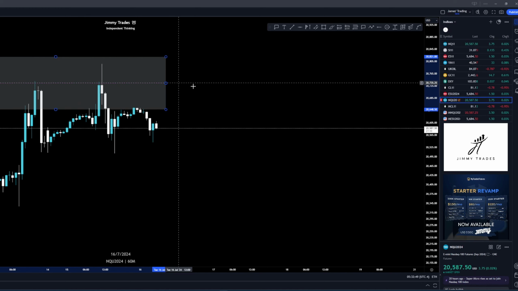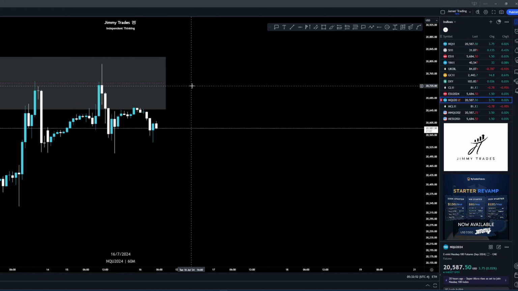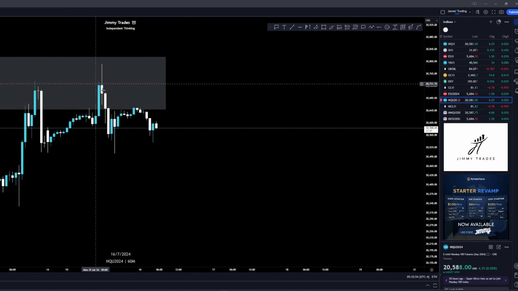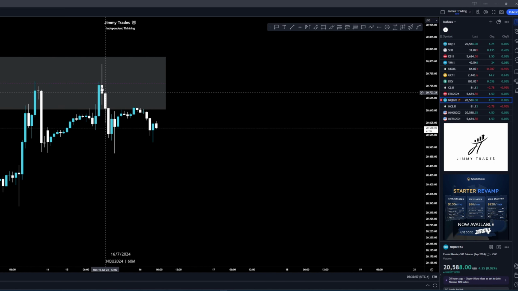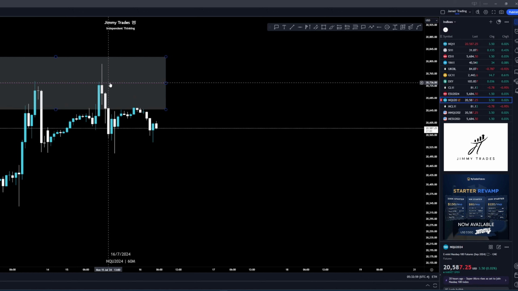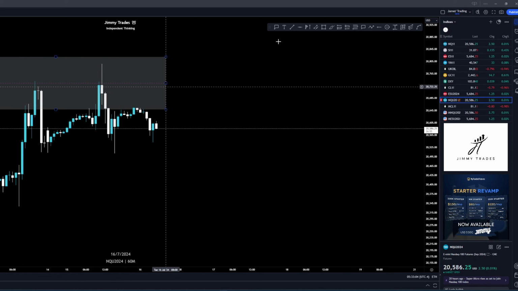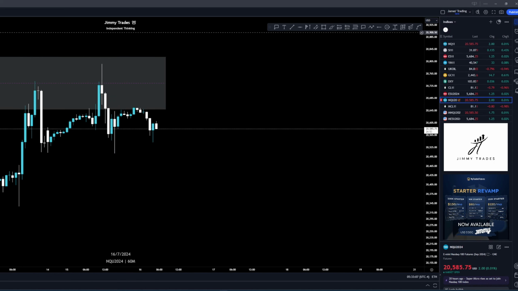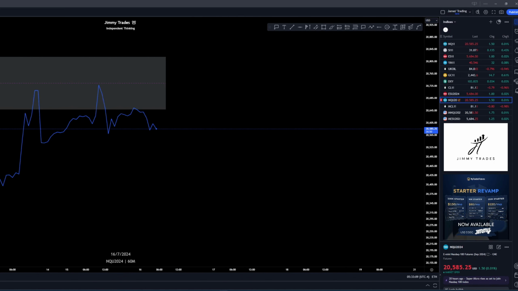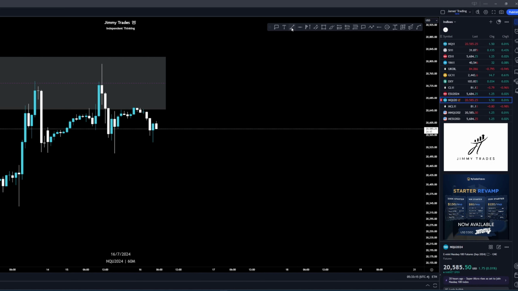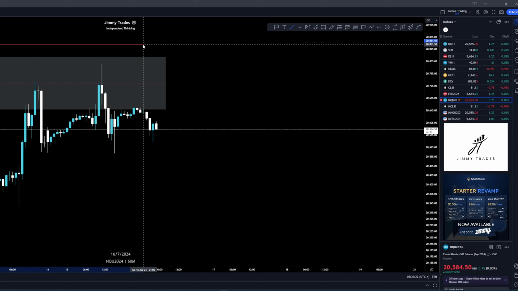bearish FVG or SIBI. So reaction, it's tested that level twice and has been unable to move higher or close above. Now looking for a change in the state of delivery. Yes, we have one at the highs here, so we'll work with that. So bearish change in the state of delivery.